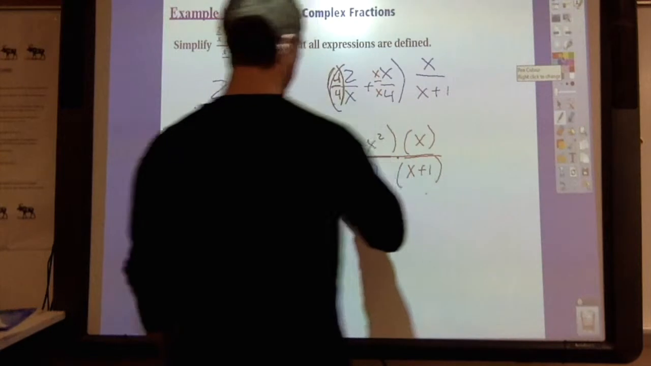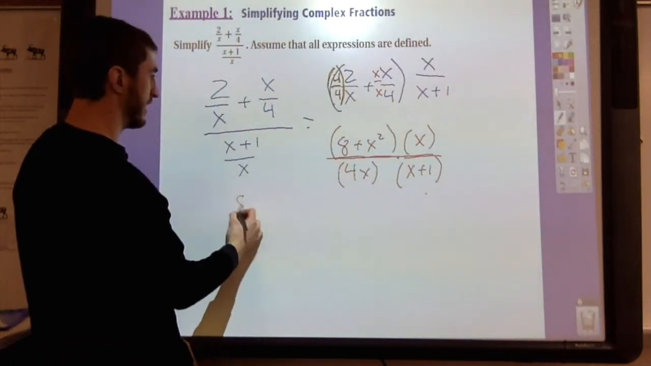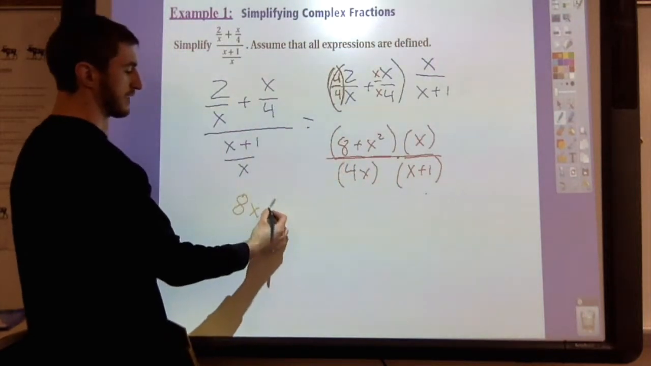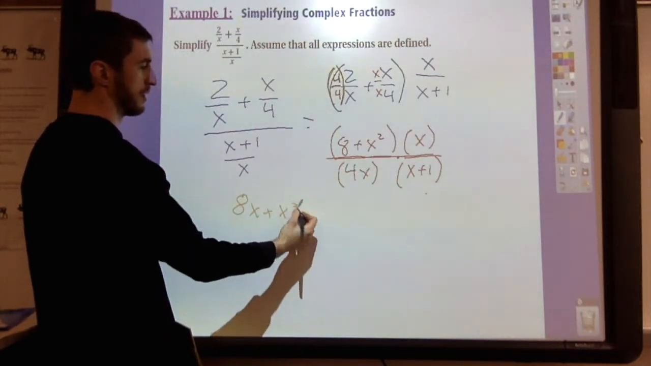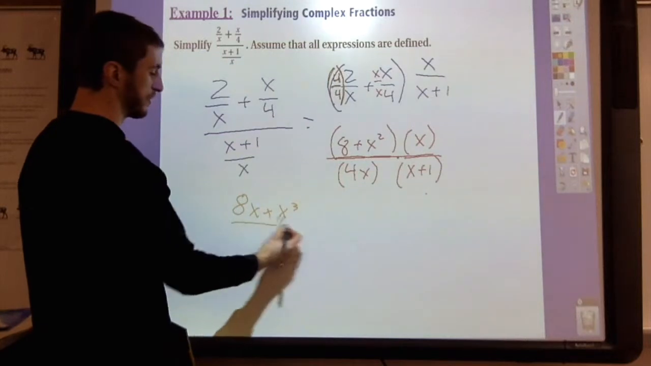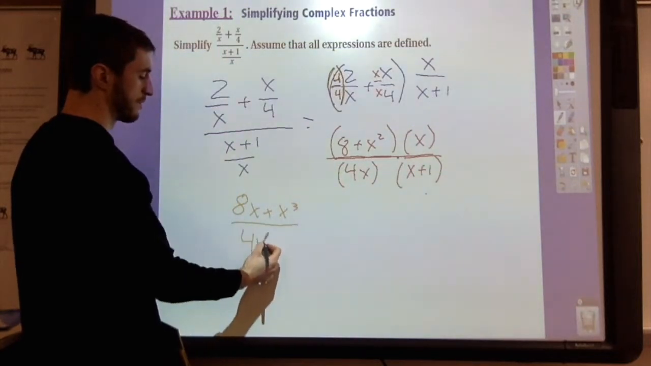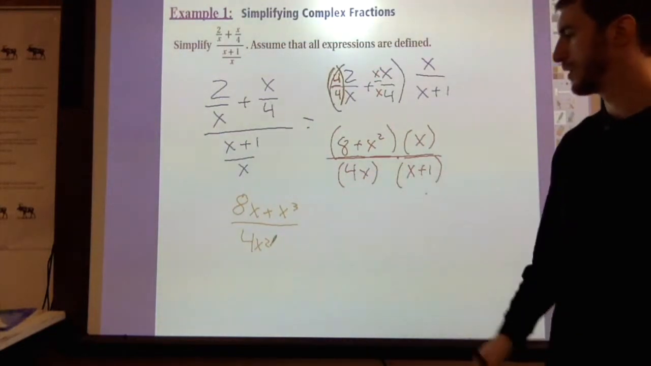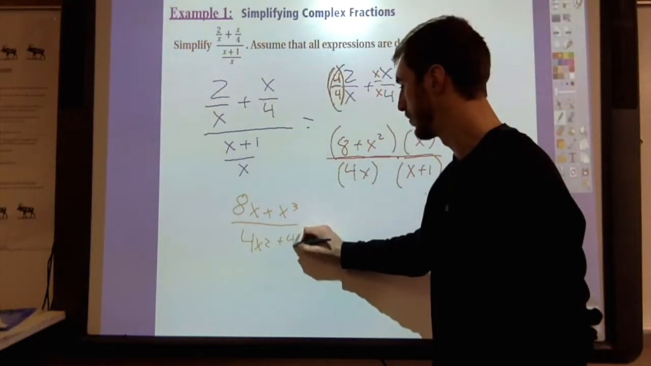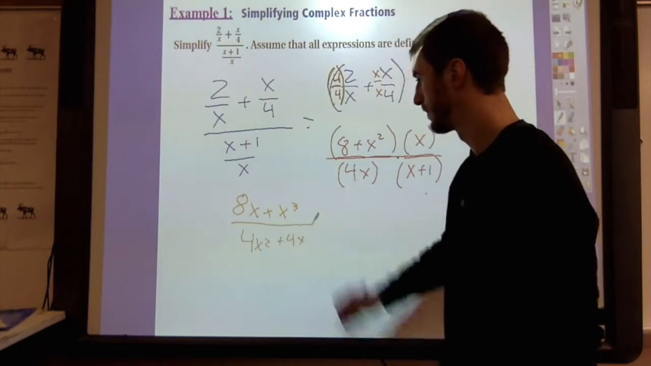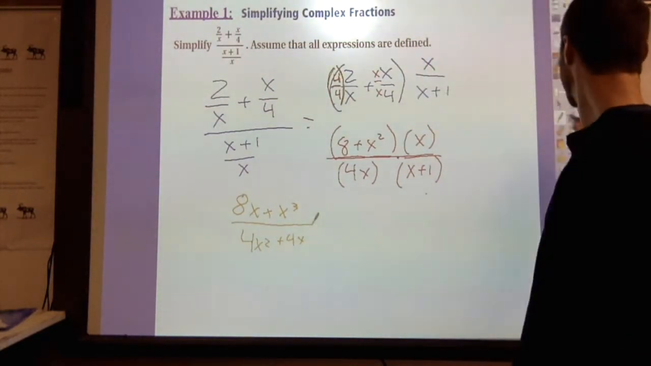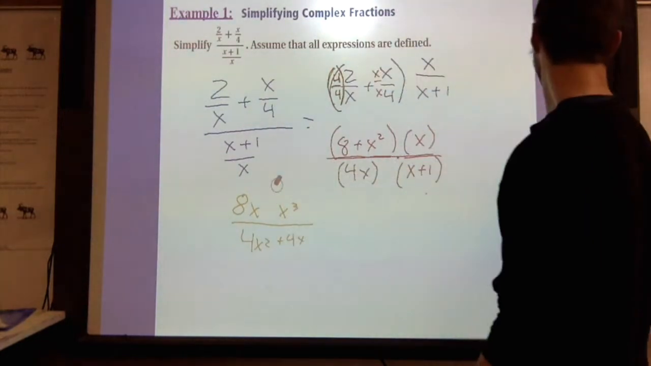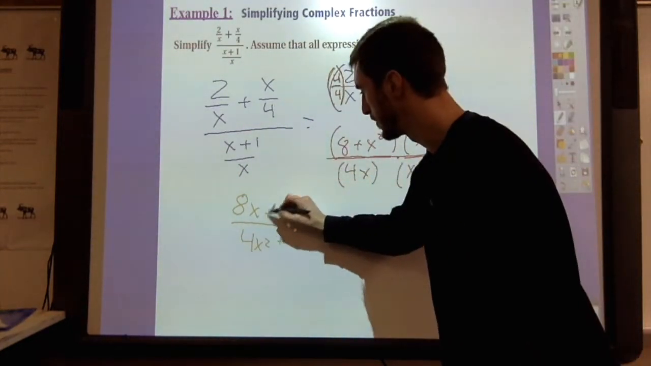So we've got 8 times x, that's going to be 8x. And we've got x squared times x, that's going to be x cubed. 4x times x is 4x squared. And 4x times 1 is 4x. Okay, this is a plus sign, a little sloppy. That's a plus sign right there.